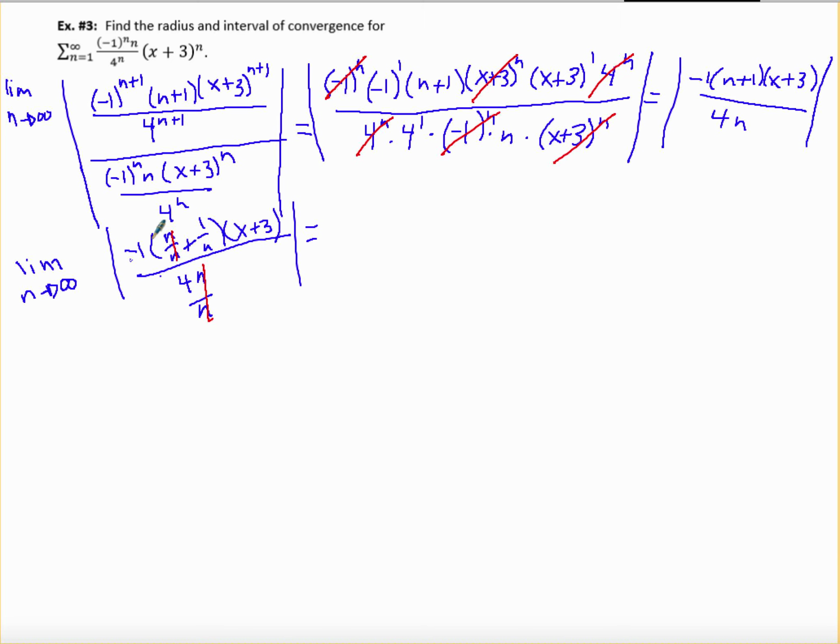In the numerator, I'm going to be left with the absolute value of negative 1 times, well, this will go to 1. And it doesn't have any n's in it, so that's just going to stay x plus 3. And down below, that n canceled out, so that's not going to be affected by the limit anymore. So I'll probably write this as the absolute value of negative 1/4 times x plus 3. And we know that this converges when it is less than 1.